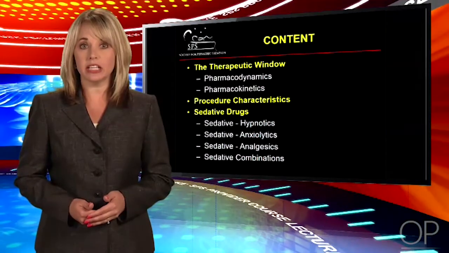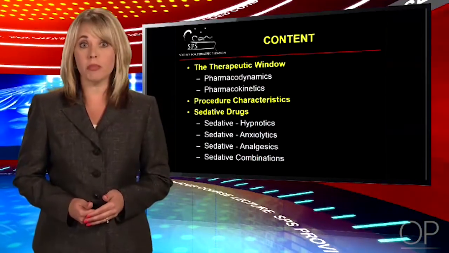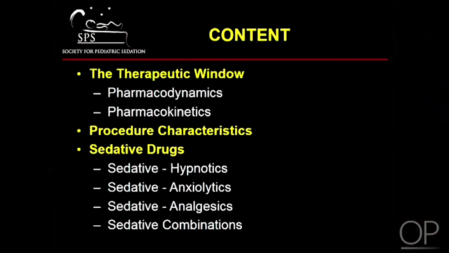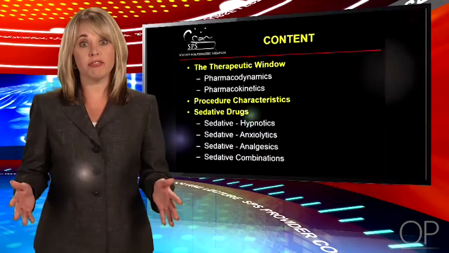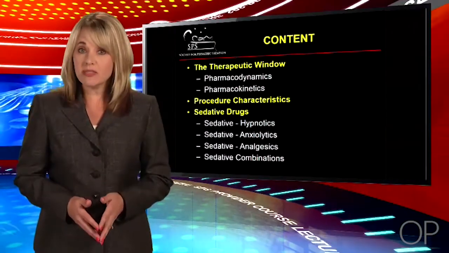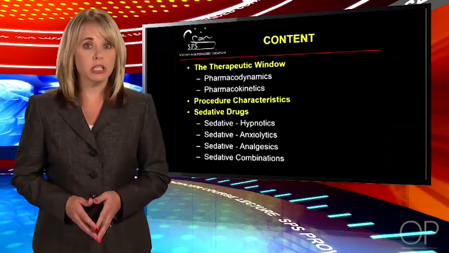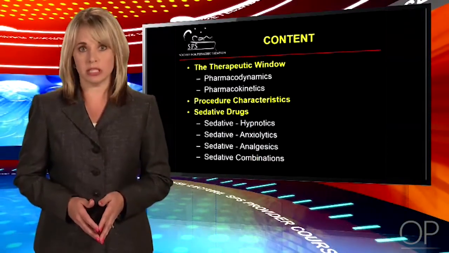This lecture is divided into three major subsections or modules. The first part deals with the concept of the therapeutic window and pharmacodynamic and pharmacokinetic principles needed to choose a sedative agent. The second will address the procedural characteristics that come into play when choosing the most appropriate sedative agent. And finally, we will discuss specific sedative agents commonly used for pediatric procedural sedation.